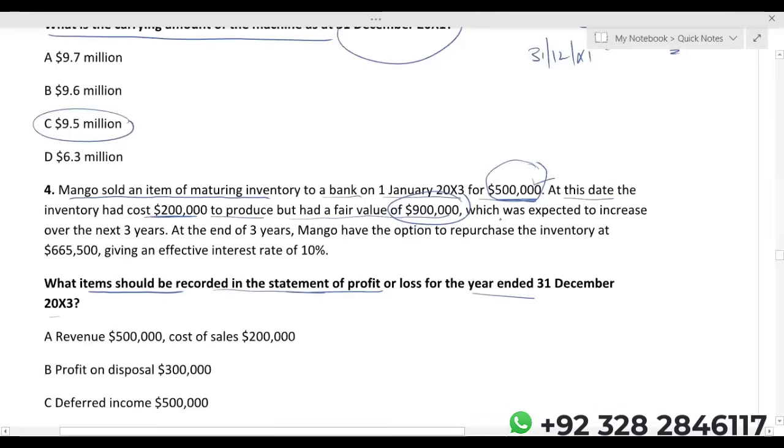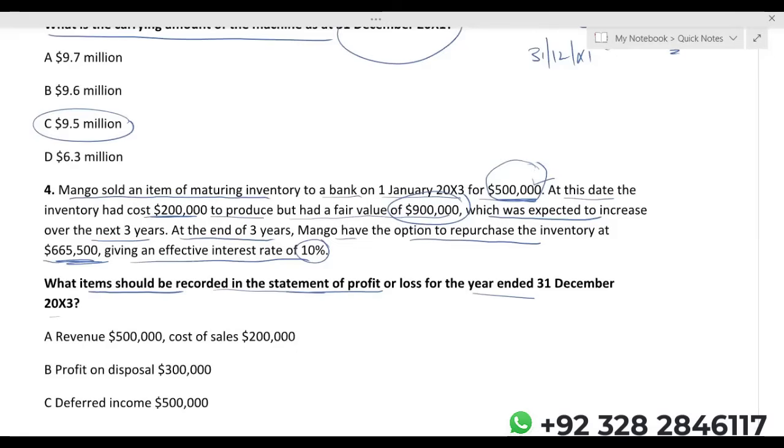Let's read. Which was expected to increase over the next 3 years, and that will increase even more. At the end of 3 years, Mango has the option to repurchase the inventory at 6 lakh 65,500, giving an effective interest rate of 10%. Now, please try to understand.